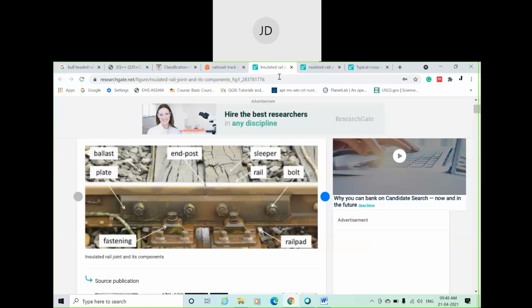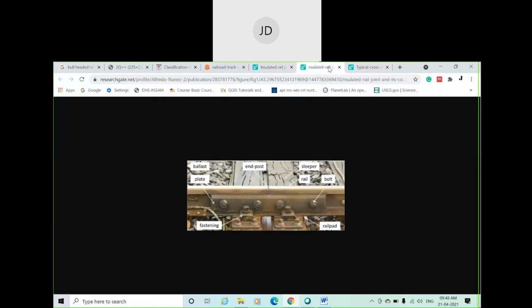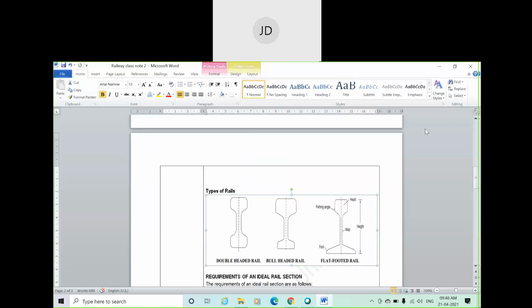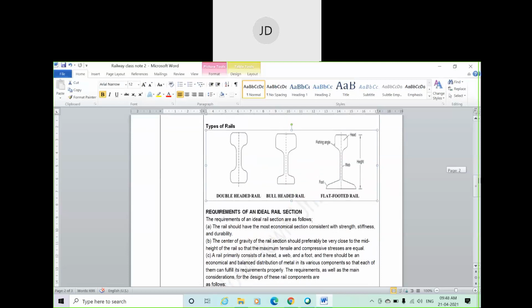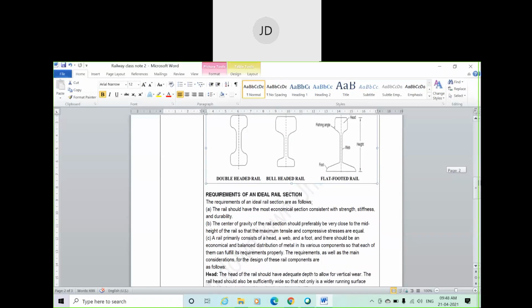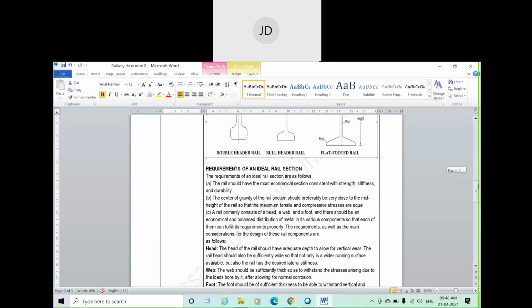Okay, fine. So let me check for any other. Yeah, this one is already discussed. So have you got the idea about the different shapes of the rail cross section? Well, what is the requirement of an ideal rail section? Let's discuss that. The requirements of an ideal rail section are as follows.